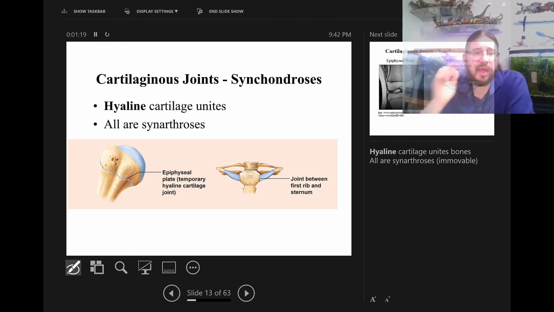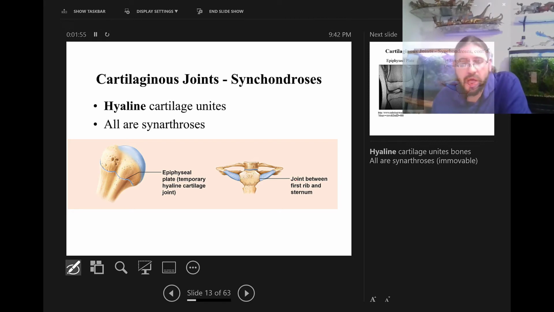All right, so let's talk about the synchondroses. These are kind of interesting. What we have here is often part of the presentation of a different joint, so it's a little bit more complicated to describe. Okay, so wherever you have hyaline cartilage on a bone, that is a synchondrosis.